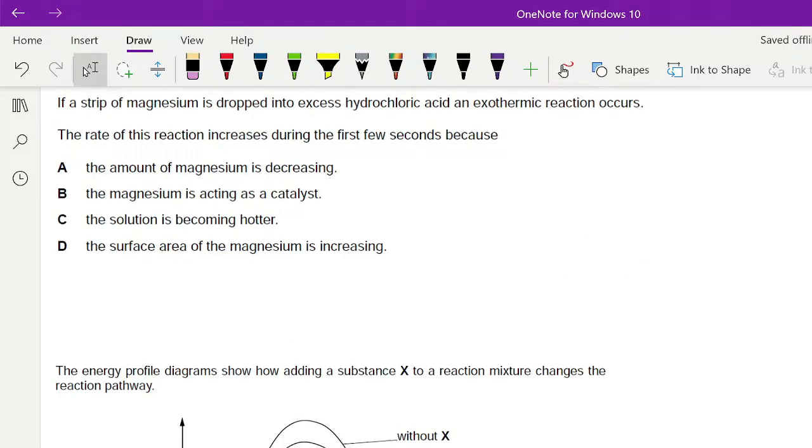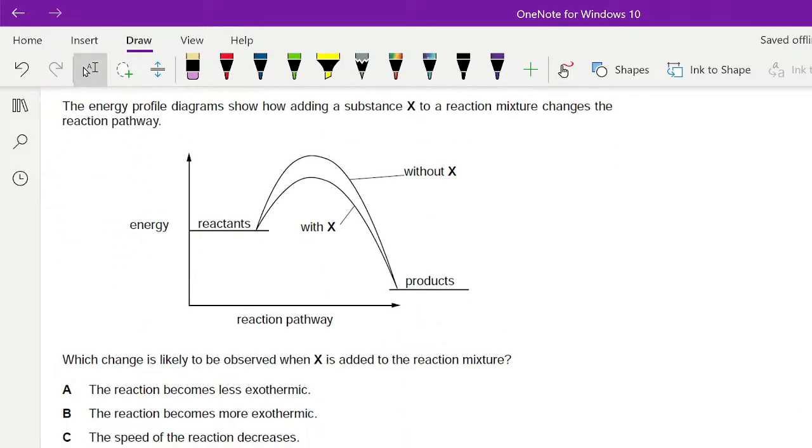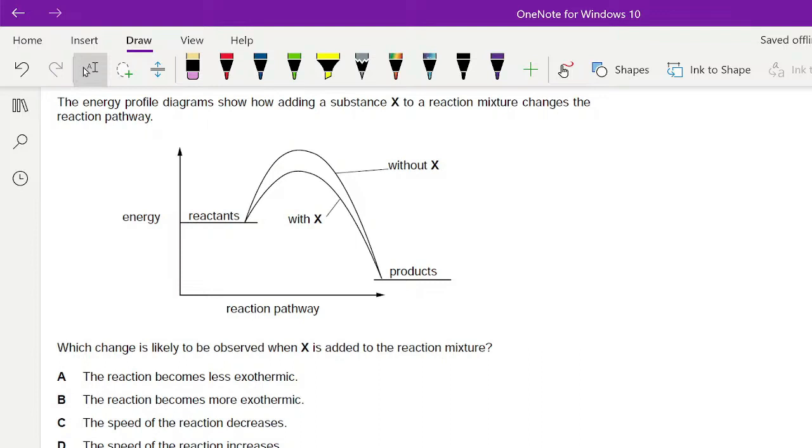If a strip of magnesium is dropped into excess hydrochloric acid, exothermic reaction occurs. The rate of this reaction increases for the first few seconds because it's exothermic. So the solution becomes hotter, and higher temperature means higher kinetic energy, so more frequent collision, and so the rate of reaction increases.